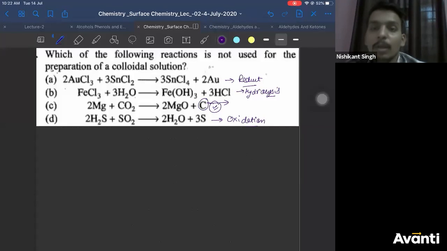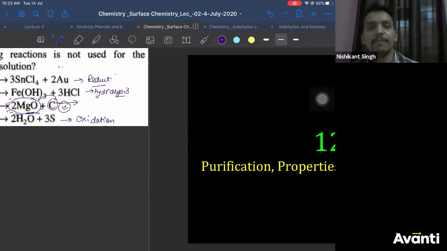Okay? And the other point here, which you can observe, is carbon dioxide gas and magnesium, right? They will combine to form magnesium oxide, which is a solid. So magnesium oxide solid can adsorb carbon particles on its surface. So there will be adsorption of the carbon particles taking place. So carbon cannot form a colloidal solution in that case. Okay? It's a black pure solid. It cannot form colloidal solution.